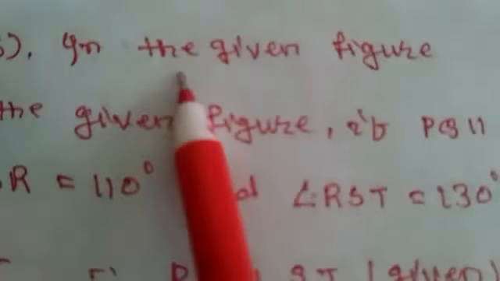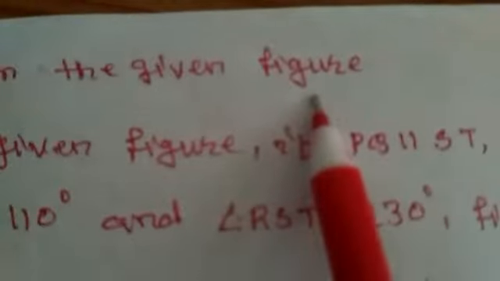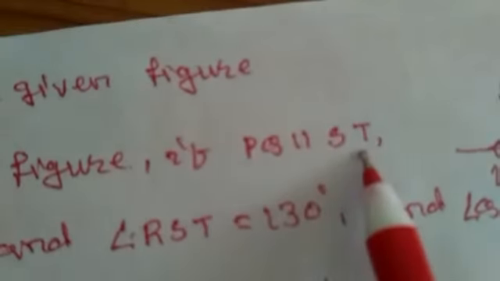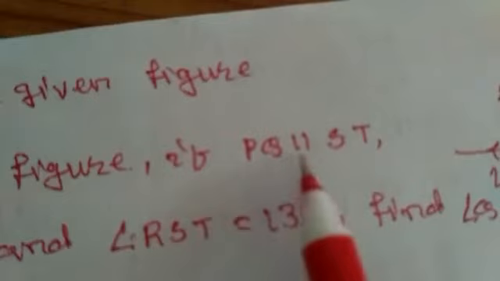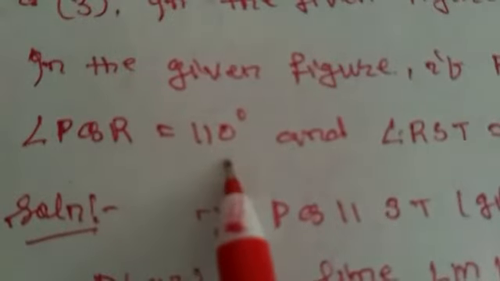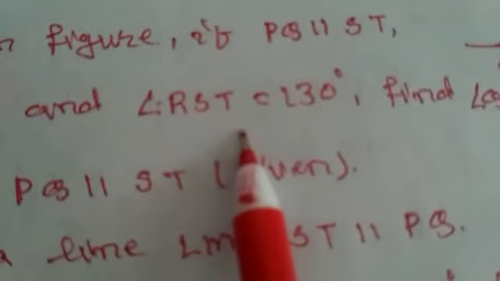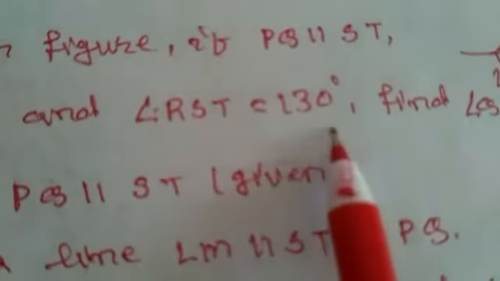Our first question is that in the given figure, if PQ is parallel to ST, angle PQR equals 110 degrees and angle RST equals 130 degrees, then you need to find angle QRS.